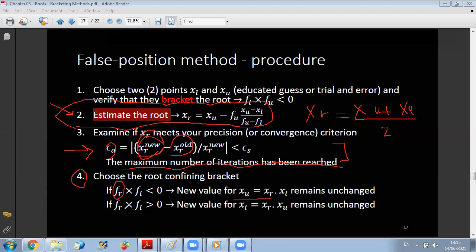On the other hand, if fr times fl is positive, this means that the root is not between xr and x lower. The root should be between xr and x upper. So my new bracket will be between xr and x upper. In this case, I will replace x lower by xr, while I keep x upper unchanged, and then I get my new bracket, and then I repeat the procedure until reaching the required convergence criteria. Okay?